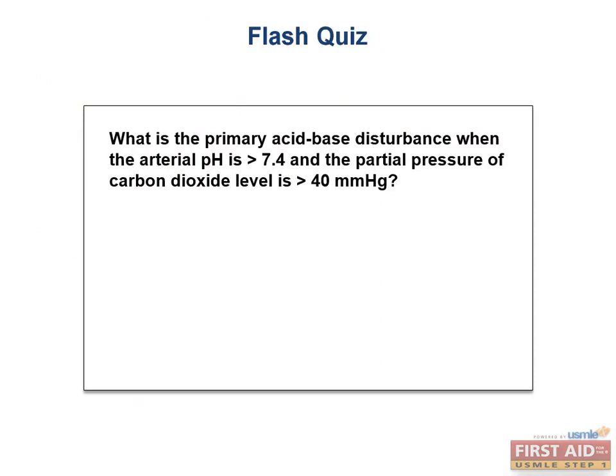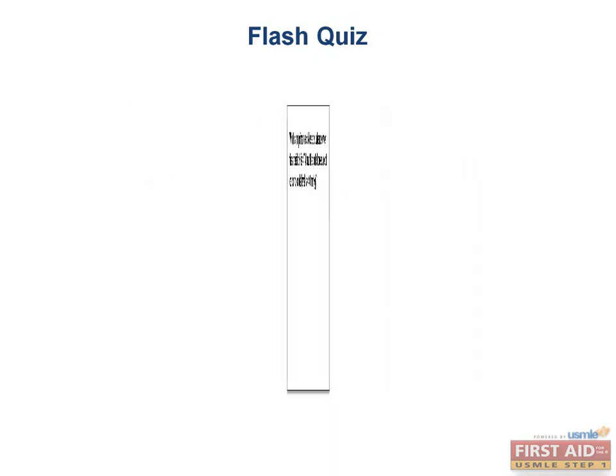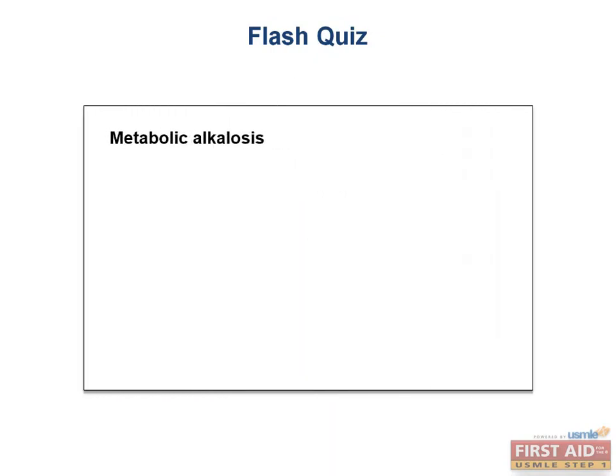What is the primary acid-base disturbance when the arterial pH is greater than 7.4 and the partial pressure of carbon dioxide level is greater than 40 millimeters of mercury? The answer is metabolic alkalosis.